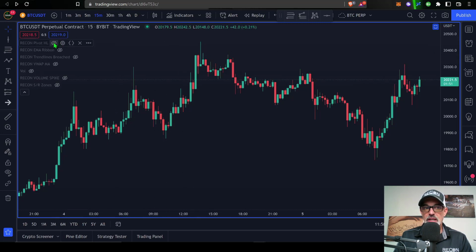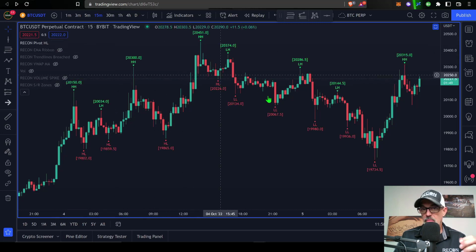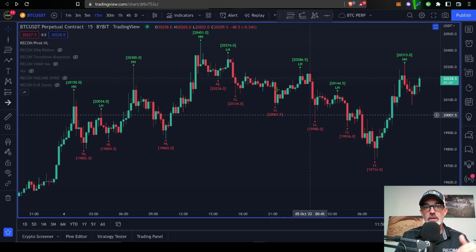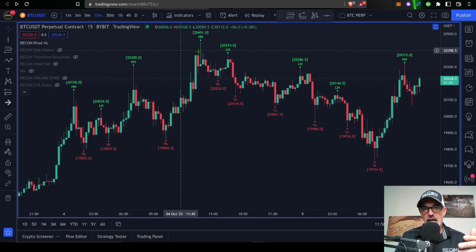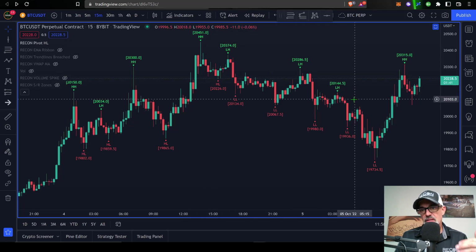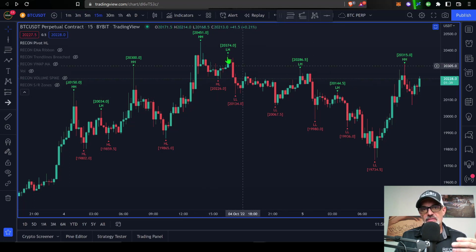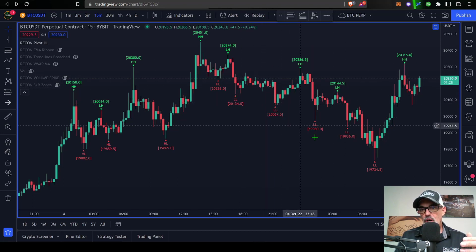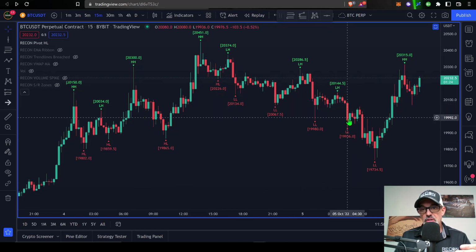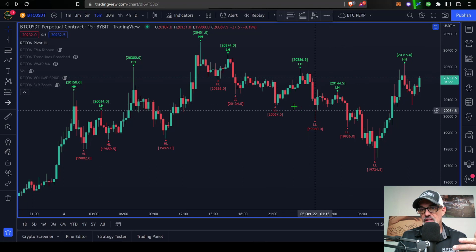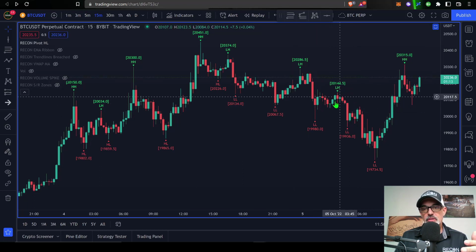However, another indicator that I do use, it's not one of my top indicators by any means, but it's my Recon Pivot High Low, and I use that sometimes to see the trend, because again, the trend does matter. And in this case, you can see lower high, lower high, lower high, along with lower lows. So during this move, if you're short, you can feel comfortable that you're getting lower highs and lower lows, and the likelihood of this trend continuing is actually in your favor.